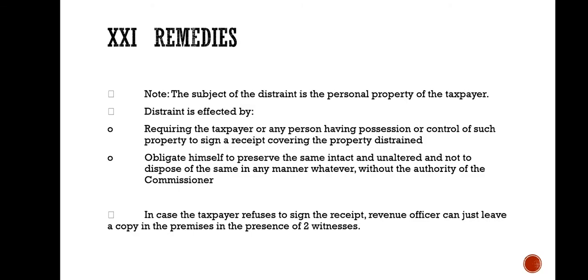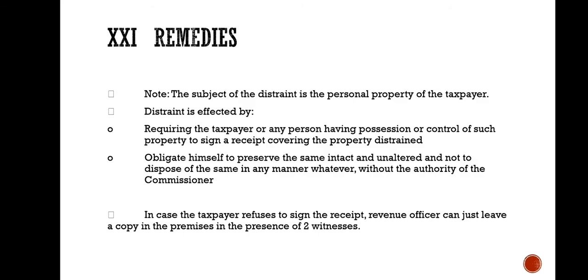You have to take note that the subject of the distraint is the personal property of the taxpayer, and distraint is effected by requiring the taxpayer or any person having possession or control of such property to sign a receipt covering the property distrained and obligate himself to preserve the same intact and unaltered and not to dispose of the same in any manner whatever without the authority of the Commissioner.